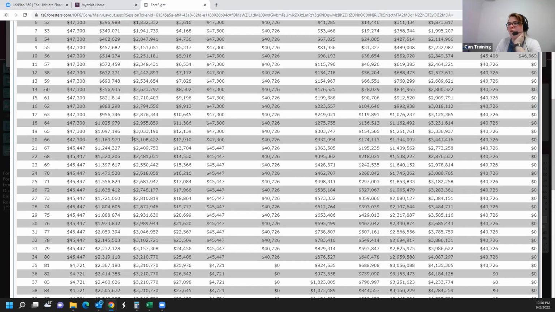So if we come down here, remember we had that 20-year term rider? At age 66 in year 20, he's got $3.1 million of death benefit. In year 21, that term rider falls off. He now has $2.4 million of death benefit, but that number keeps growing. They've also got $1.2 million of usable cash value.